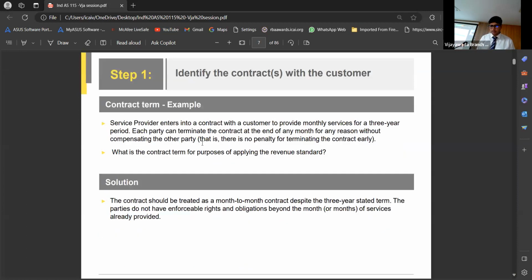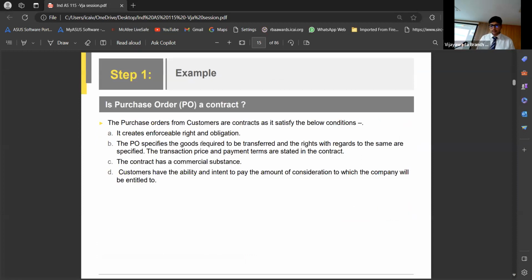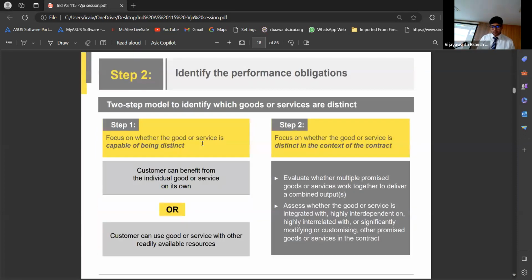Now the second fundamental concept is distinct good and service. I'll give you the context also. These four or five topics, let's discuss them, and then let's dive into the standard. Why? What is this distinct good and service?